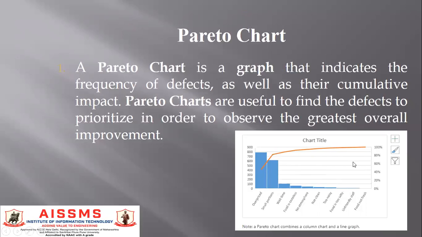As you can see in the chart here, actually a Pareto chart combines a column chart and a line graph. If you can see here, this is just an example of a restaurant, right? Where the restaurant is trying to use the Pareto chart to analyze what are the reasons for the faults or the mistakes that are being done and how they can be reduced.